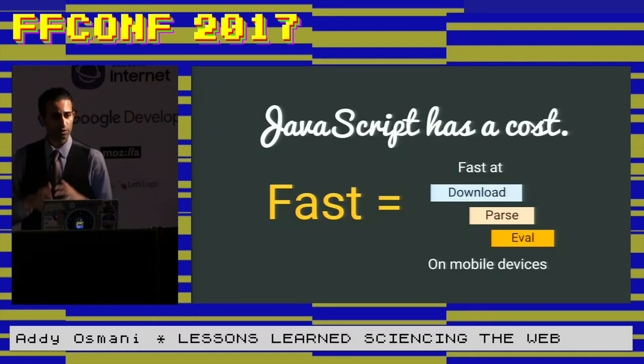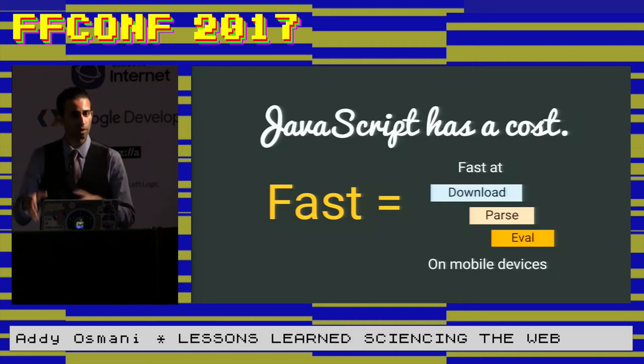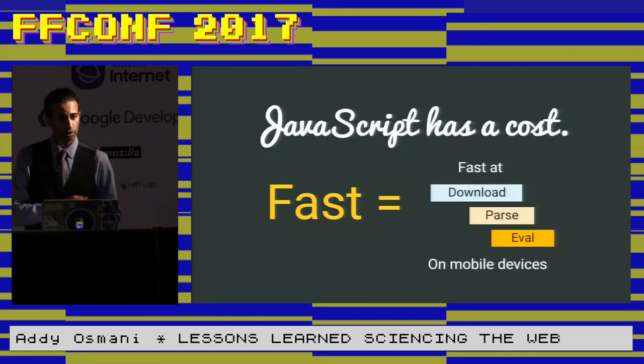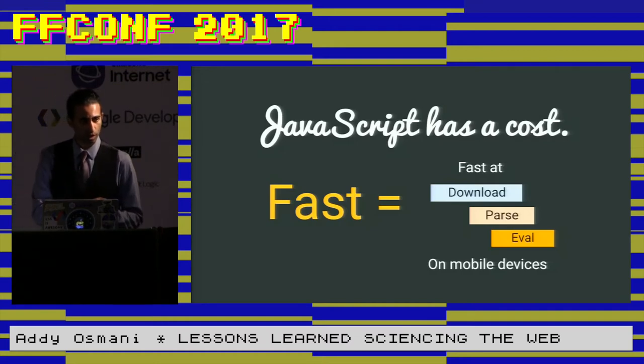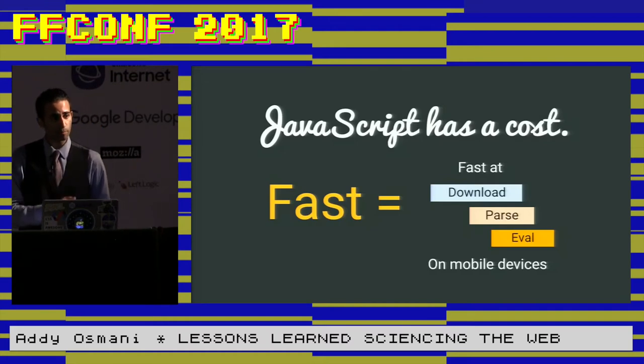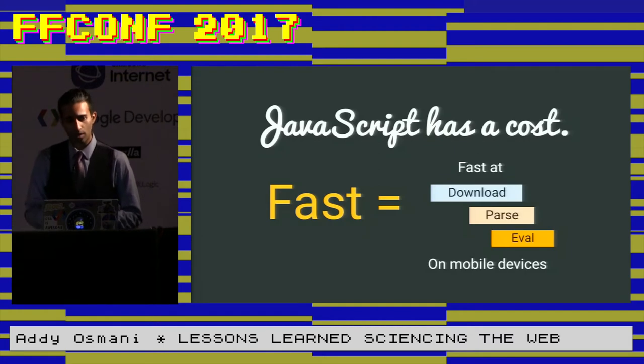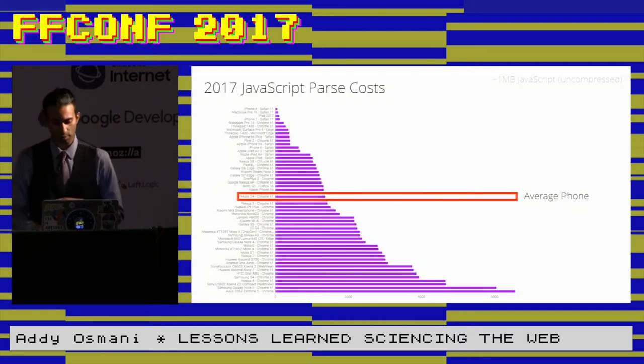If you want to be fast, of the experiences that we're all building, the sites, the web apps, PWAs, if we want them to be fast, we need to be fast at both fetching that JavaScript, so the network transmission cost, but we also need to be fast at parsing and compiling that code. And that's something that's a CPU-bound operation.